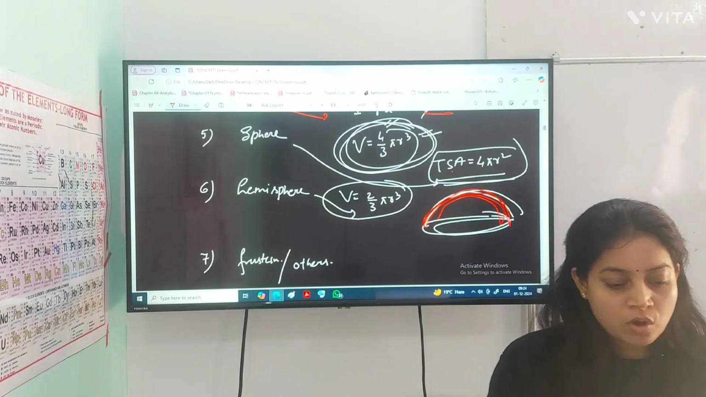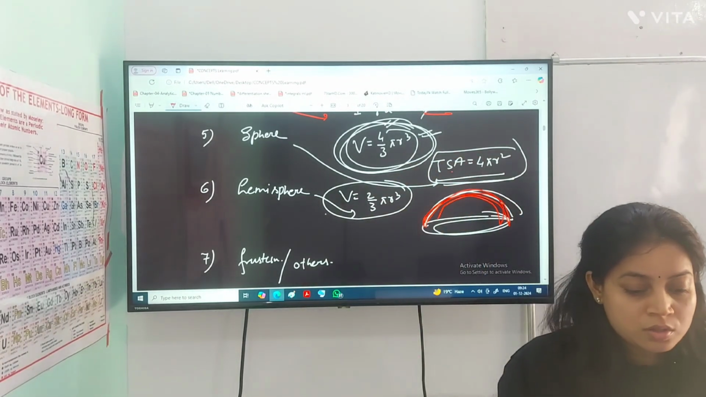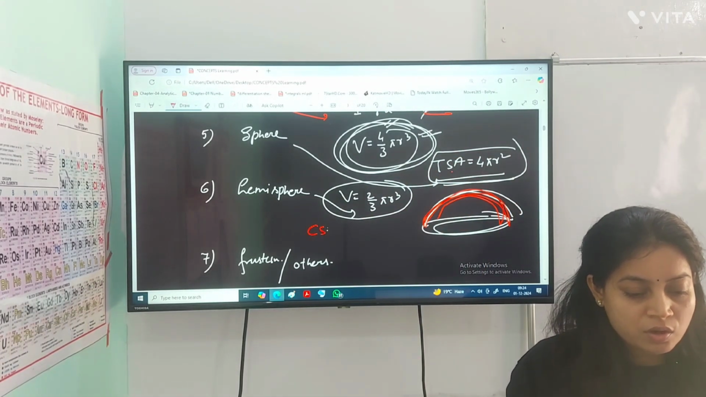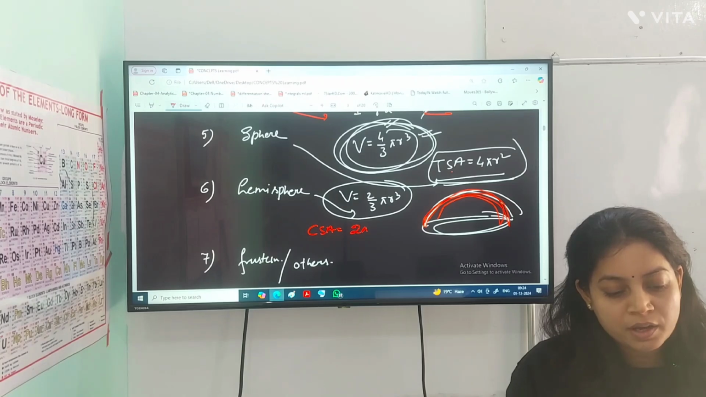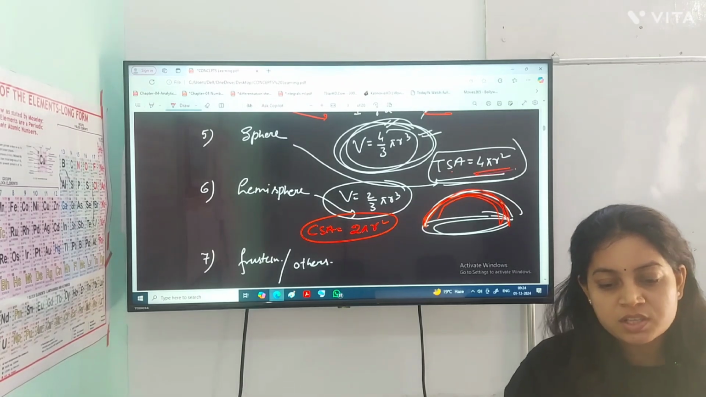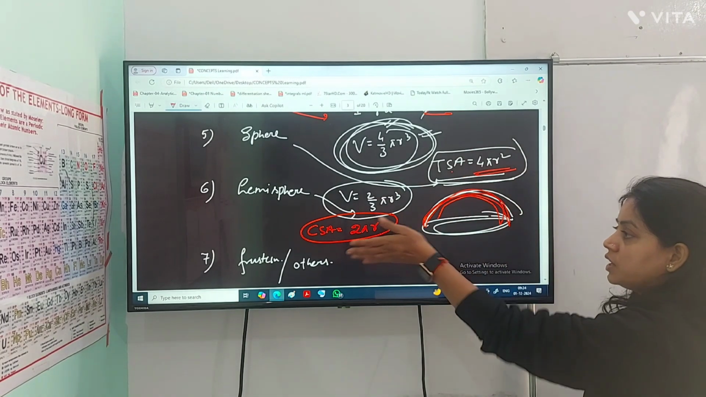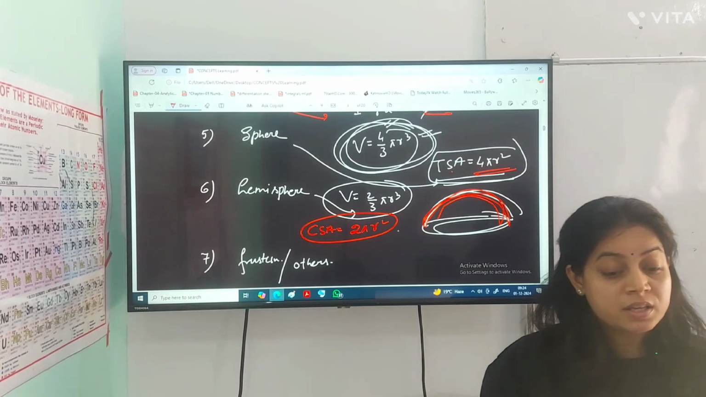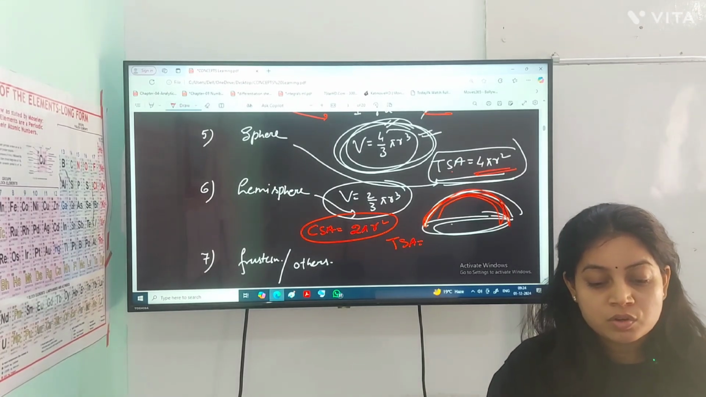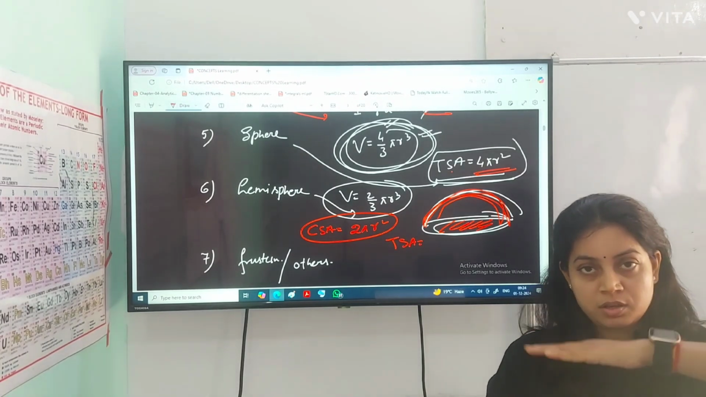So what is the curved surface area of this? This part is the half of the ball, so half of your cricket ball. So the curved surface area of the hemisphere will be 2 pi r square. I'm just taking half of the sphere, that will become the hemisphere.